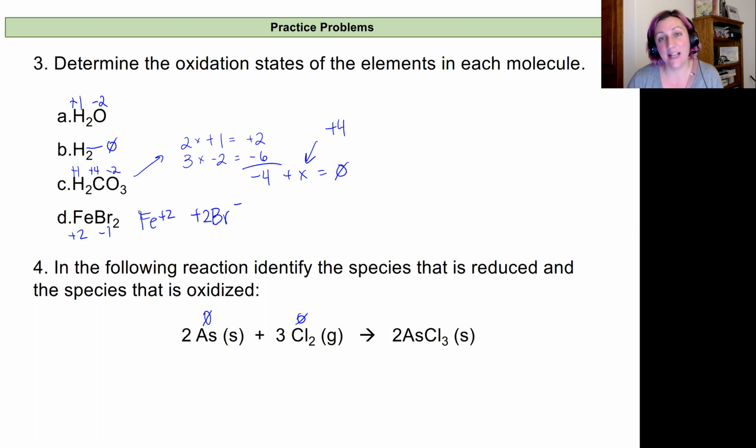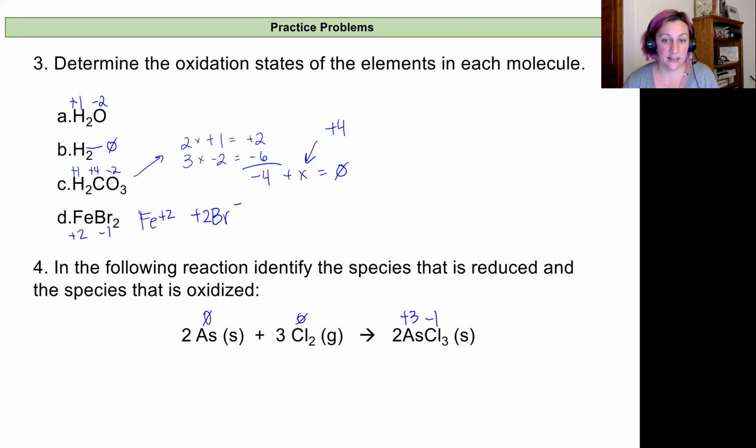So I'm going to assign an oxidation state to the chlorine first. I'm going to make these all -1. And then I'm going to determine what the arsenic is based on the chlorine. So I see that this has an overall neutral charge of 0. And so if I have 3 -1 charges for my chlorine, I'm at a -3 total for my oxidation states. And so my arsenic is going to need to be a +3 to balance that out. So my arsenic will be a +3 oxidation state.